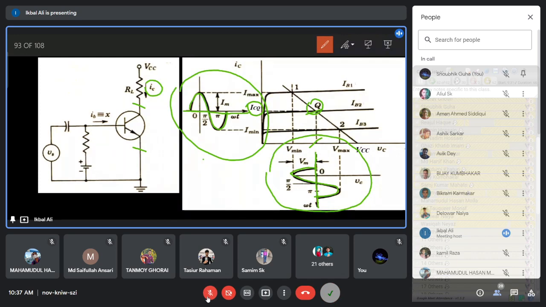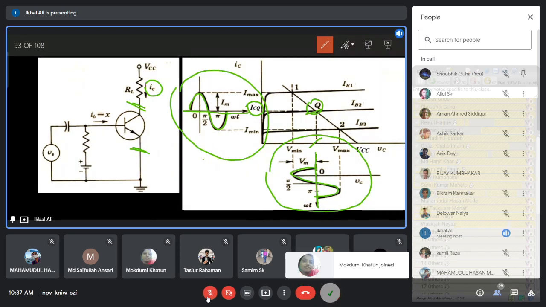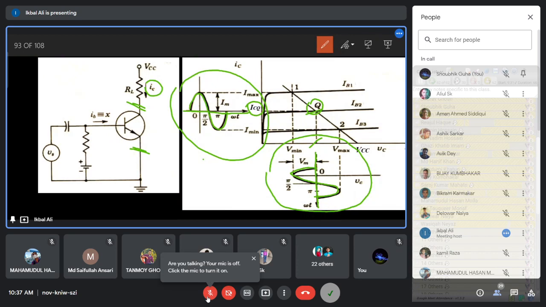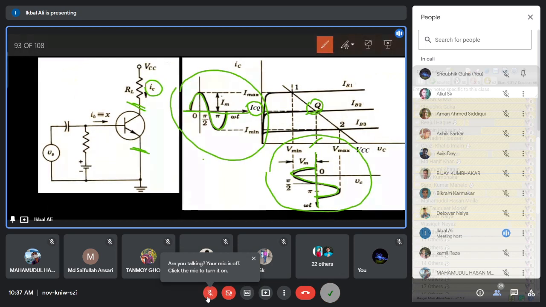And the AC voltage drop developed between collector and emitter across the transistor is Vmin to Vmax. So this is the maximum swing. It varies between Vmin and Vmax, peak to peak. So these are the two AC signals we are getting from this amplifier at the output side. This is very clear. The amplitude of the collector current swing is represented by Im. This is the peak value, Im. And similarly, you can quantify the voltage swing also, peak value.